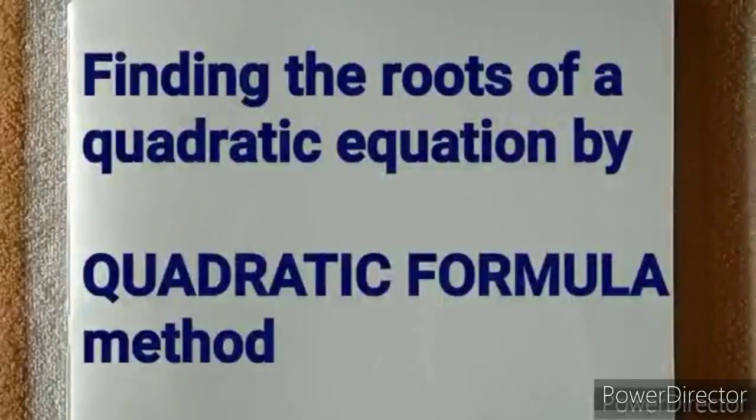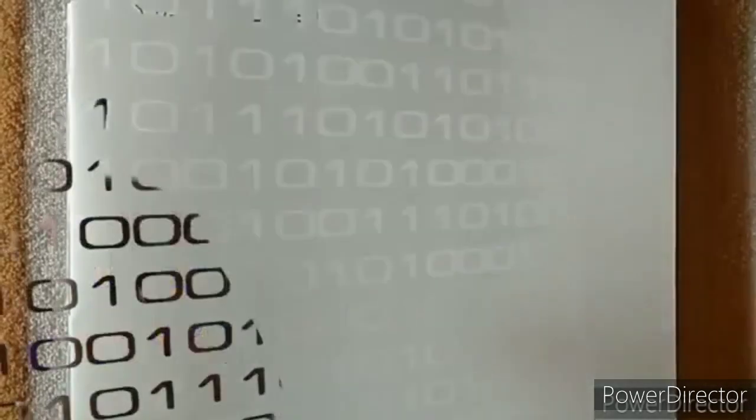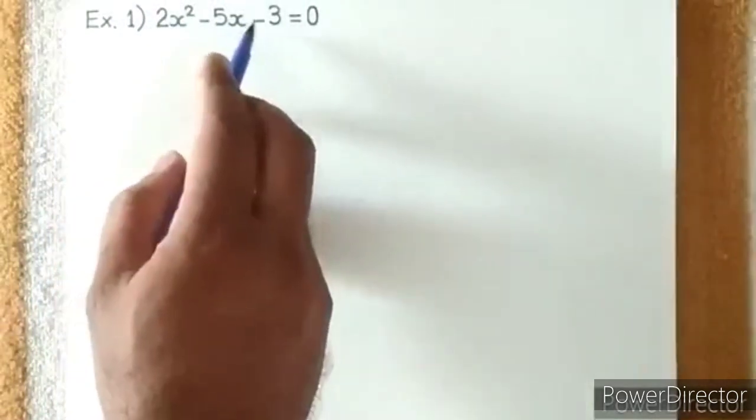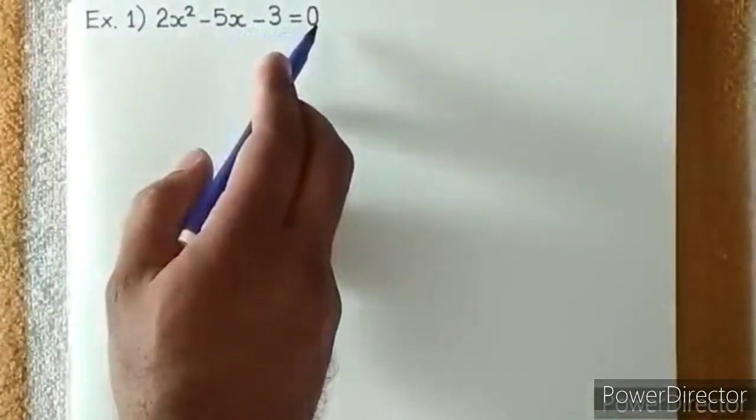Today we are going to learn how to find the roots of a quadratic equation by the second method, and the method is the quadratic formula method. So let's see how to solve this. Here we have our first example, 2x square minus 5x minus 3 equals to 0.